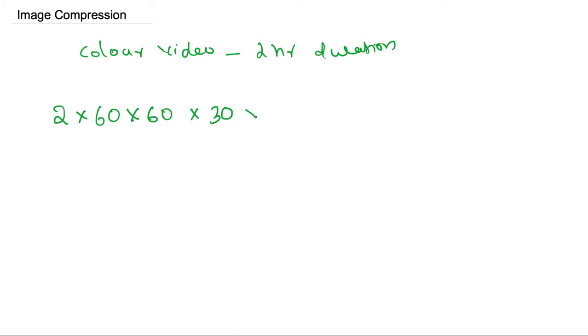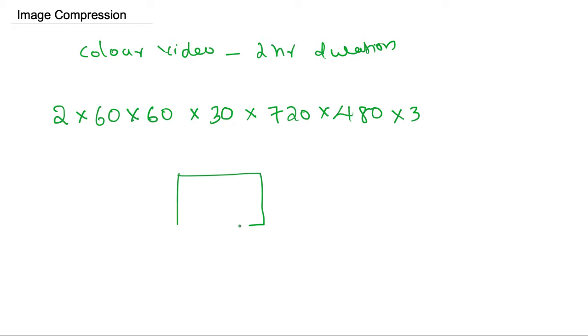Now suppose that the frame width and height of my video is around 720 by 480 pixels, which means that horizontally it has 720 pixels and vertically it has 480 pixels. And each of these pixels is a color pixel, it is a color video. So we will require three different numbers or three bytes to store the pixel value of a single frame.